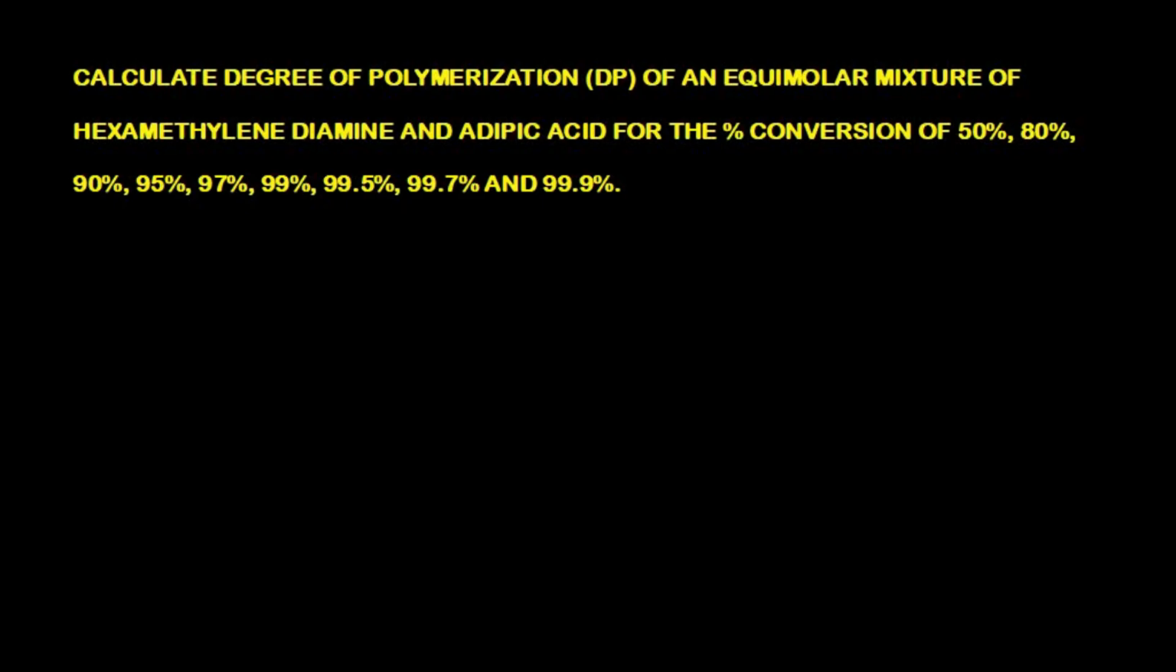So to solve such questions, you need to know some of the important formulas of polymer chemistry, and one such very important, great formula is the Carothers equation. So I'm writing the Carothers equation. And what is the Carothers equation? It is quite simple. The Carothers equation is DP, that is degree of polymerization, equals 1 over 1 minus p, where p is the conversion.